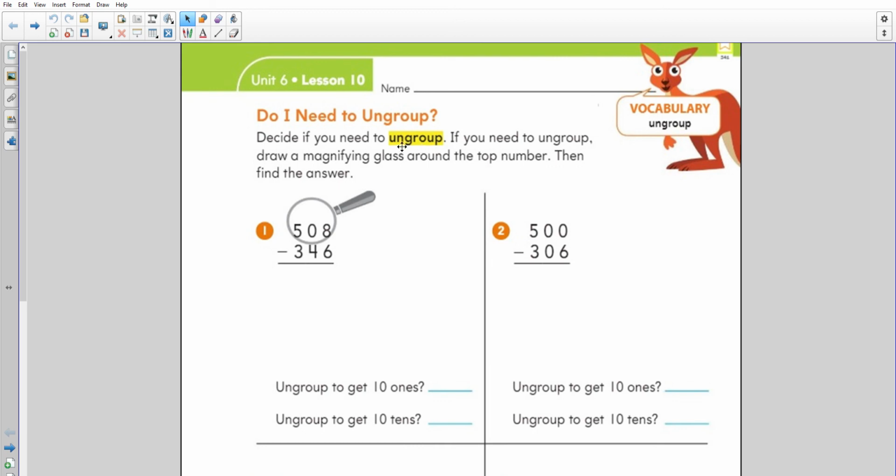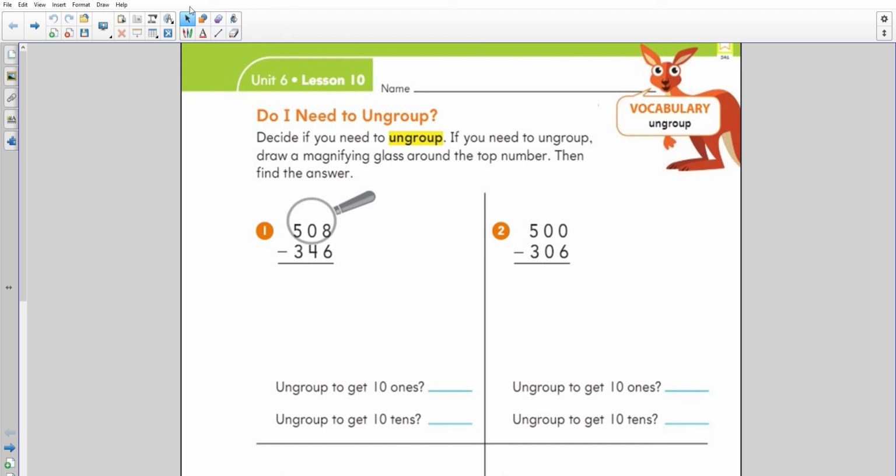So let's take a look at this first problem. 508 minus 346. I'm not going to do any subtraction, but I'm going to go ahead and answer these two questions right off the bat. That'll help me to focus my attention when changing and ungrouping to show my work before I can even do the subtraction. So what do I do? I take a look at the ones. 8 minus 6. 8 is larger than 6, so I know that I do not need to ungroup.